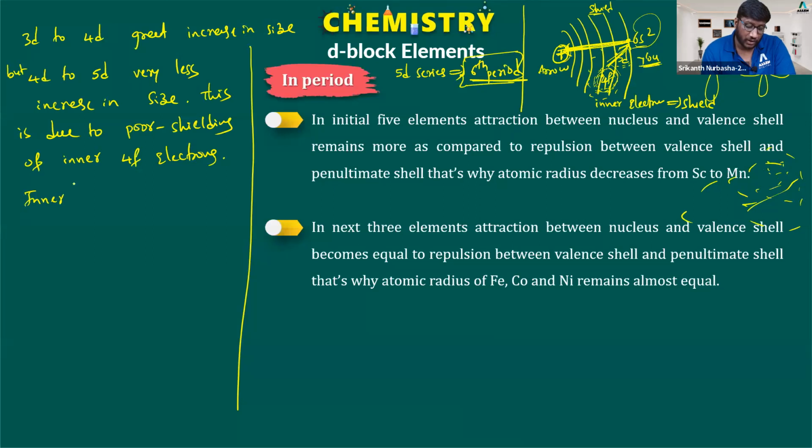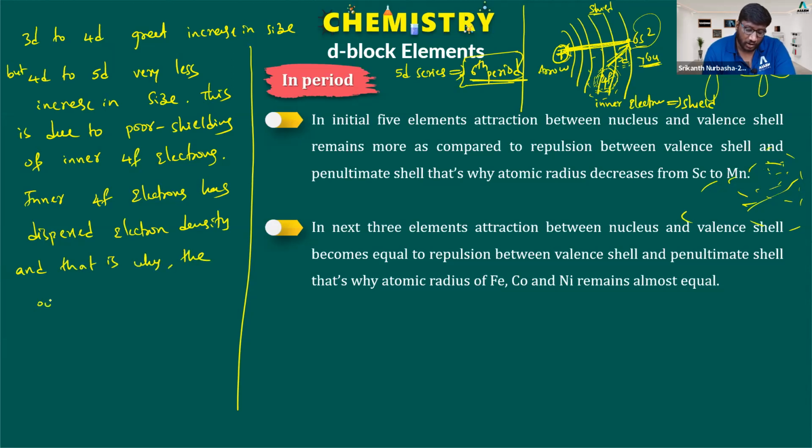Inner 4f electrons, write this down. Inner 4f electrons have a dispersed shape, dispersed electron density, and that is why the outermost electrons are attracted greatly towards the nucleus, and thus size decreases.